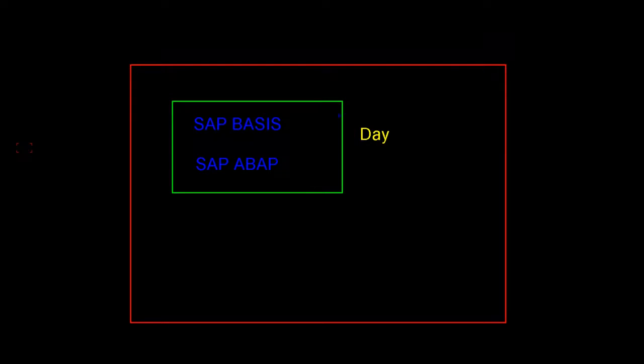In the same way, we have only one server. In that server, the combination of dialogue and background, in total we have 13 work processes. We need only dialogue and background. No need for update, enqueue, or spool. Why? Because we are not able to interchange dialogue to update, dialogue to enqueue, dialogue to spool. So that's why we take dialogue and background work processes only. Total 13 work processes are there.